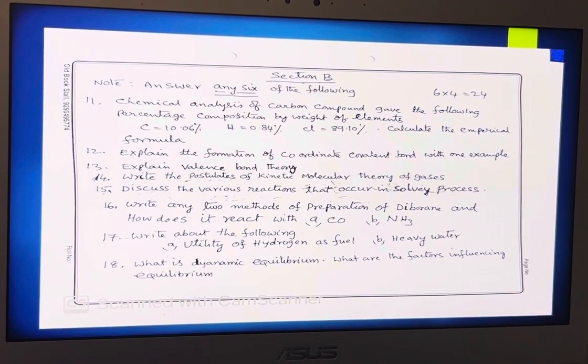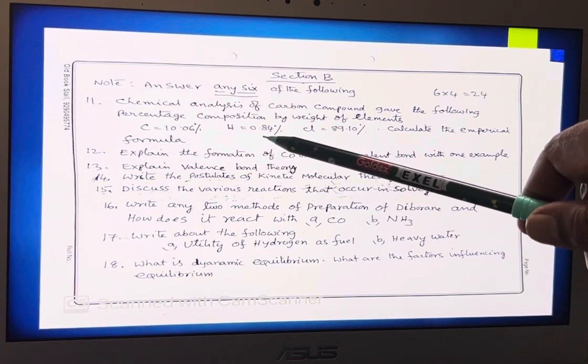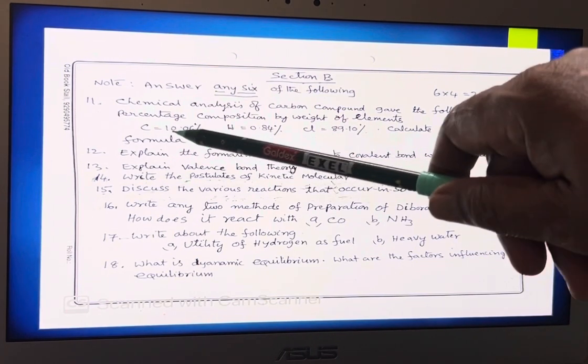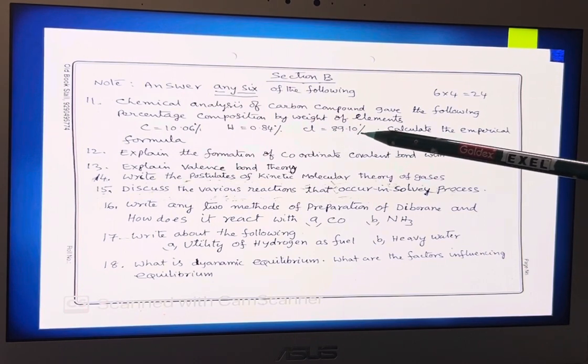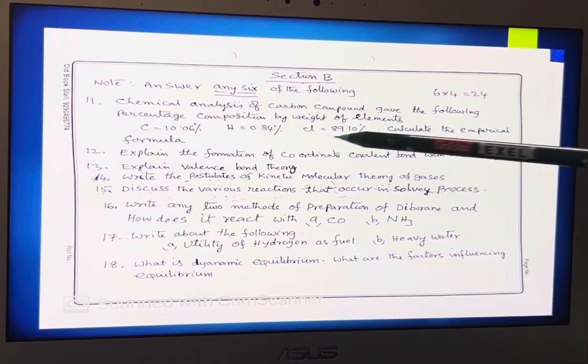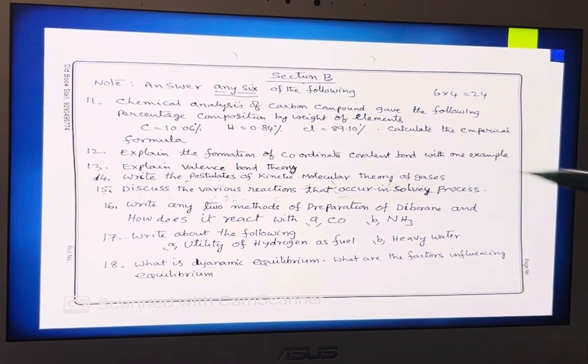11th question: chemical analysis of a carbon compound gave the following percentage composition by weight of elements: carbon 10.06, hydrogen 0.84, chlorine 89.10 percent. On analysis he got these elements in the respective percentages. You have to calculate the empirical formula. Explain the formation of coordinate covalent bond with at least one example.